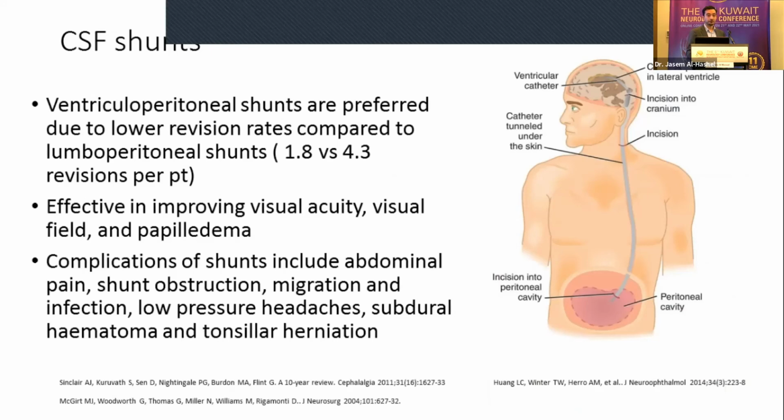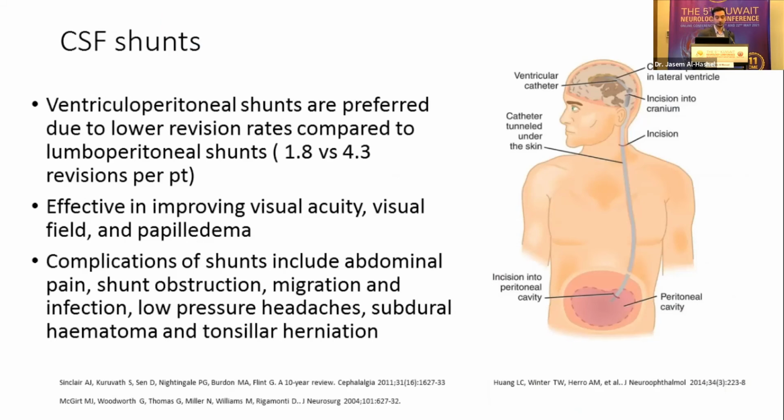The preferred CSF shunt would be ventriculoperitoneal shunts rather than lumboperitoneal because of a lower chance of revision. It is effective in improving visual acuity, visual field, and papilloedema, but not so much headache. Complications of shunts, as you know, can be abdominal pain, shunt obstruction, migration, and low pressure headaches, which can be common.